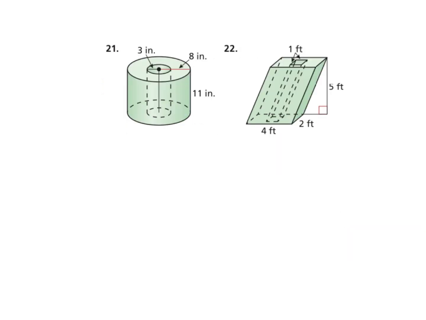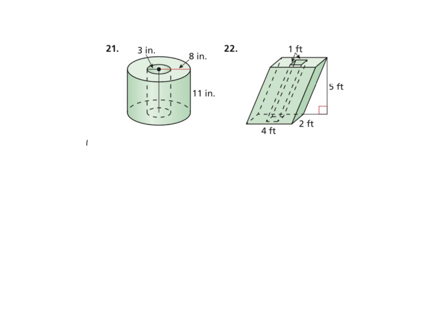Okay, number 21, we want the composite here. Now what they're trying to say is the center cylinder has been taken out. So think of it like a toilet paper roll on the side here. The center has been cut out. So what we need to do is get the volume of the big cylinder and subtract the volume of the small cylinder. So find the volume of both of those.